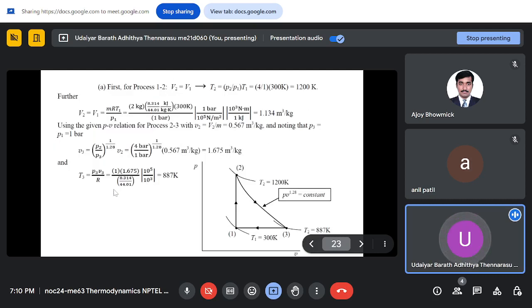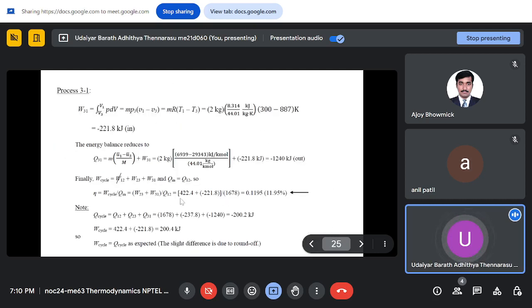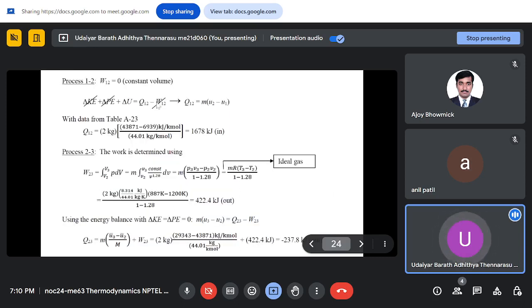So the problem is, I think, the heat transfer. If you see, Q12 is 1678 kilojoules, and for process 2 to 3, it is minus 237.8. So minus represents that it's getting rejected, and positive means it is supplied to the system. Heat coming in is positive, going out is negative, the other way around for work. So with 1678 kilojoules, you are supplying energy.